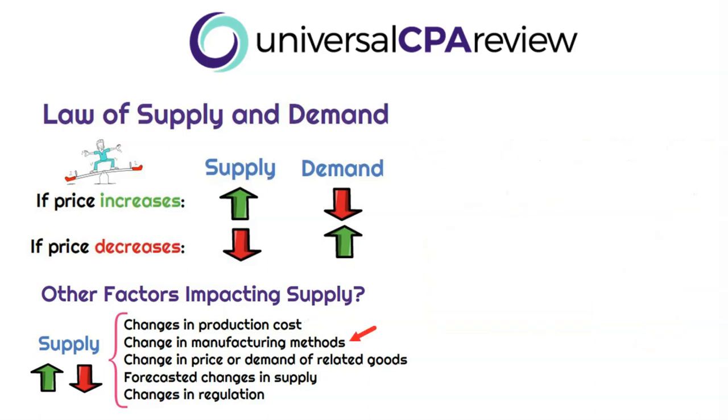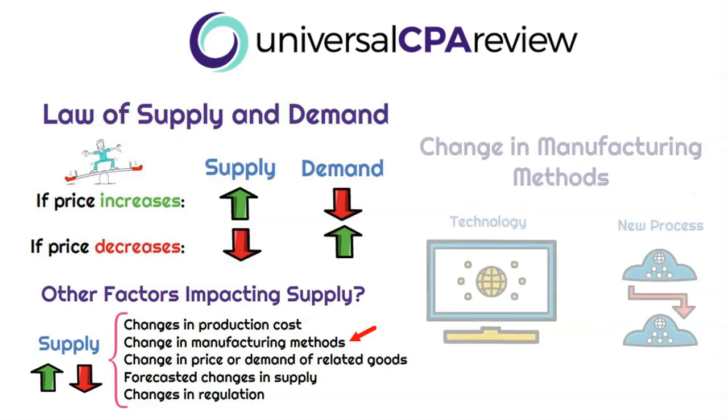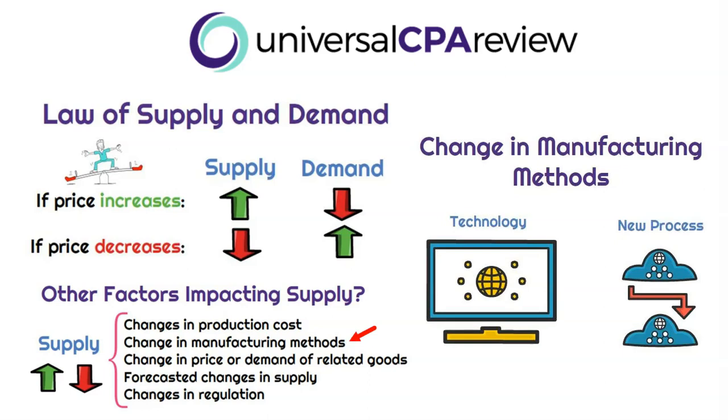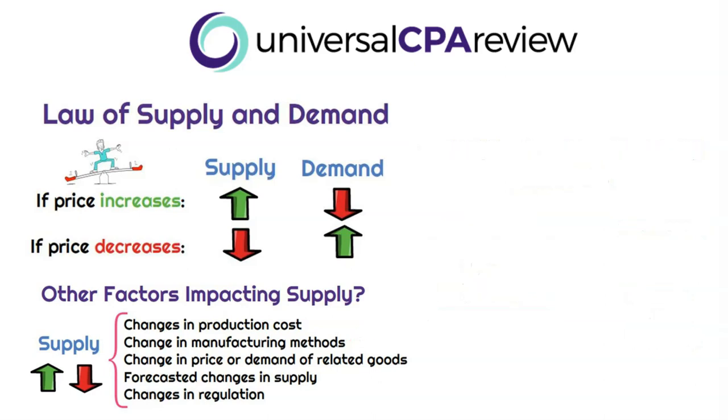Now this one's a bit related, but a change in manufacturing method. Let's say that new technology comes along, or just a new manufacturing process that makes it more efficient to produce more. If I can produce more at relatively the same cost, then I'm going to end up with more supply in the market. So that can impact supply. We already talked about how changes in price or demand of related goods impact demand. Well, that can also impact supply.